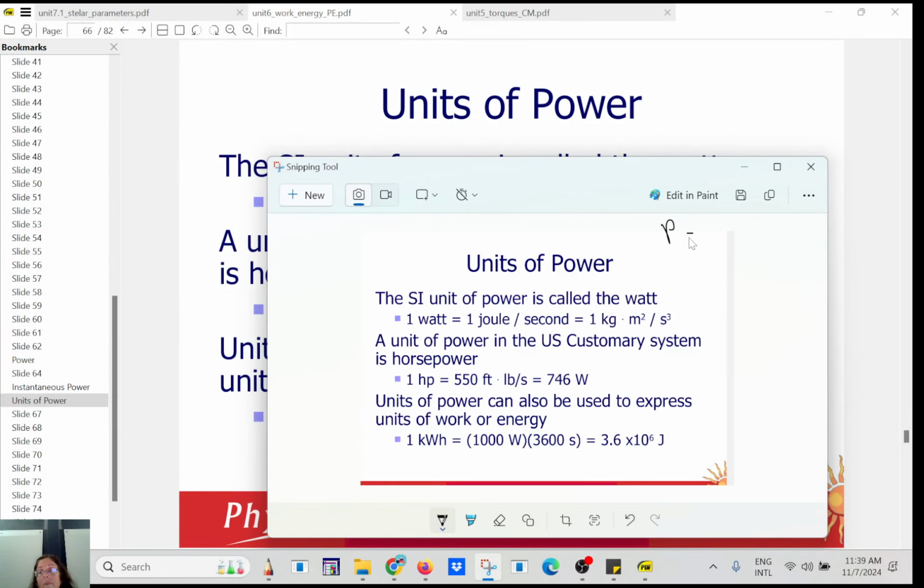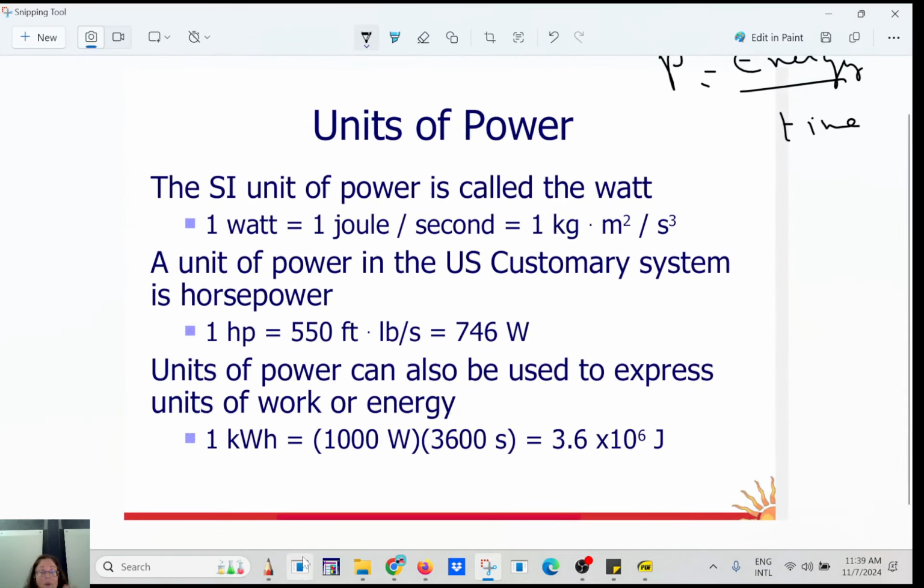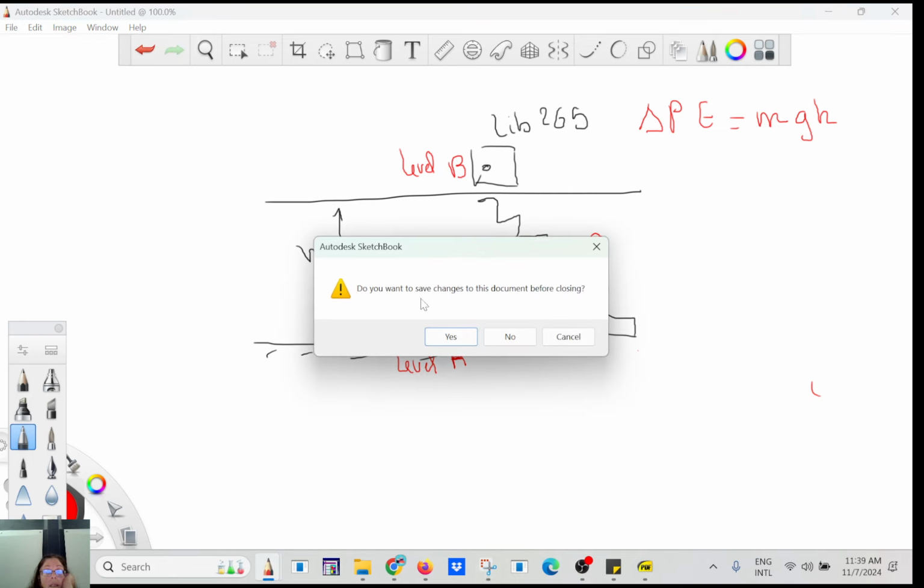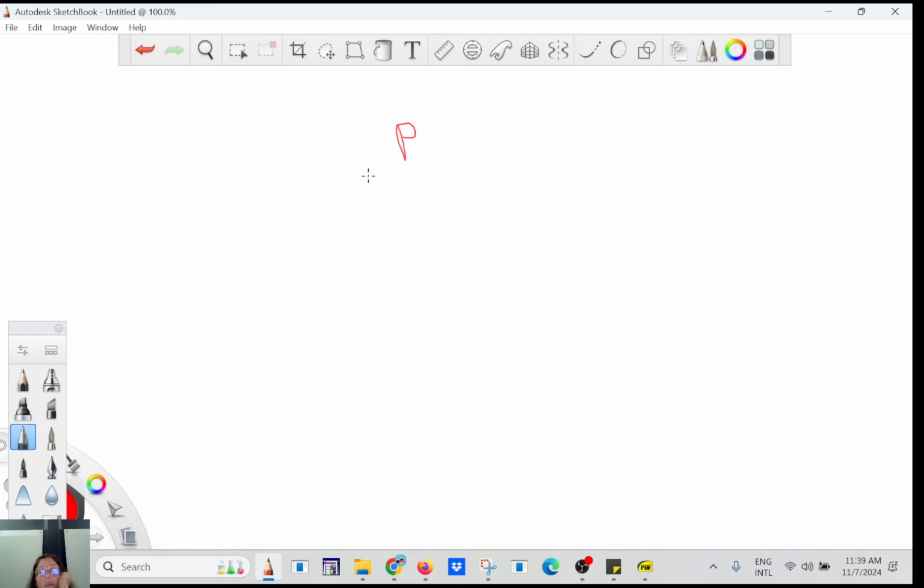So power, you can think of that as energy divided by the time. Okay, so I'm going to write it here. Power is in watts, equals energy, which is in joules, divided by the time, which is in seconds. So you see that power is the rate at which energy is consumed or produced.